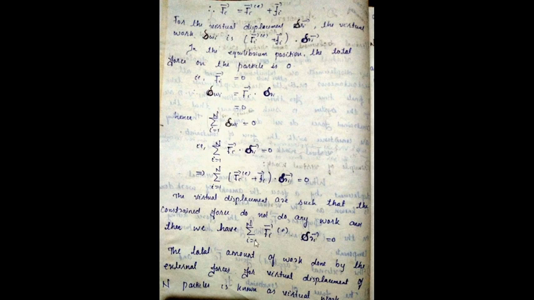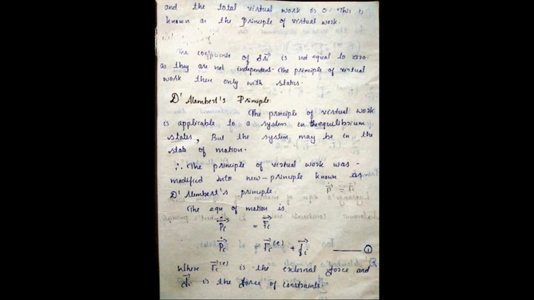You can refer: the total amount of work done by the external force for the virtual displacement of n particles is known as virtual work. This is given in words. The total amount of work done by the external force for the virtual displacement of the n particles is known as virtual work, and that total virtual work is equal to 0. This is the principle of virtual work.